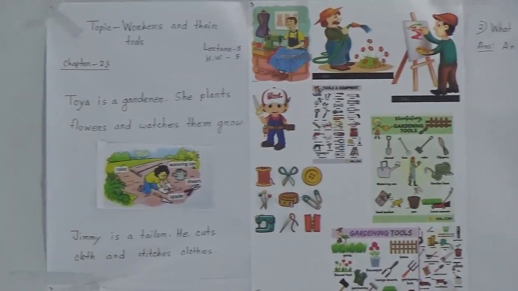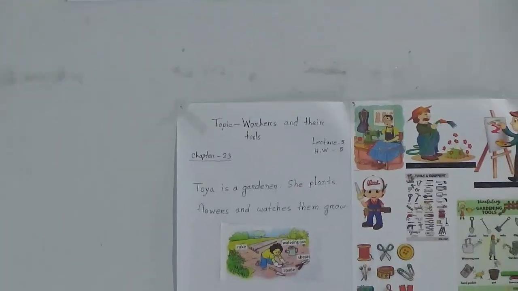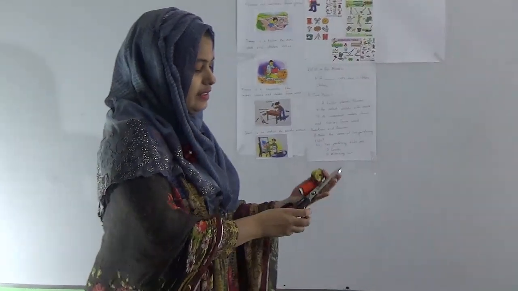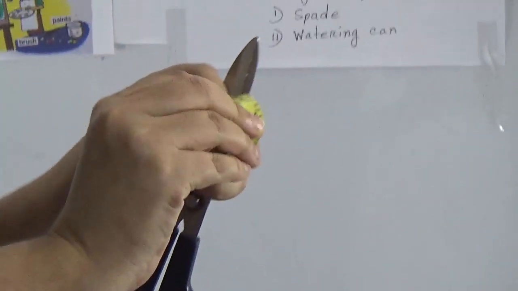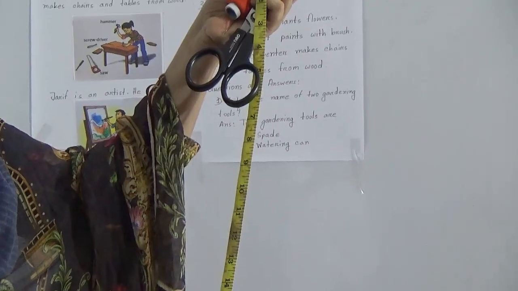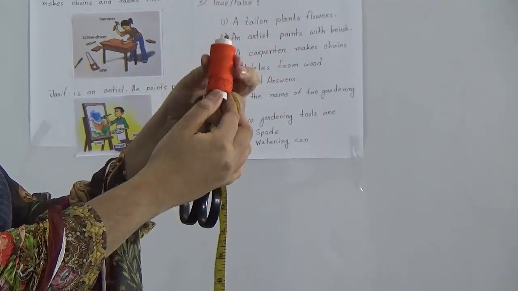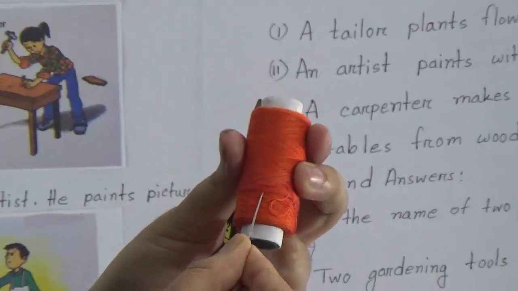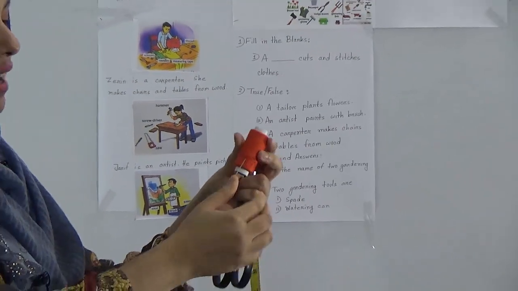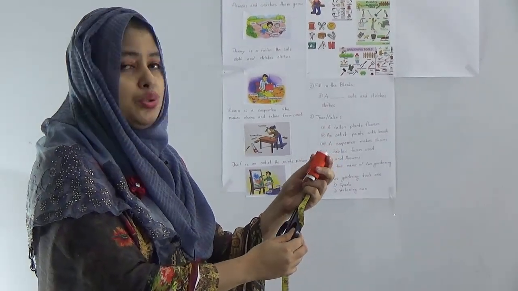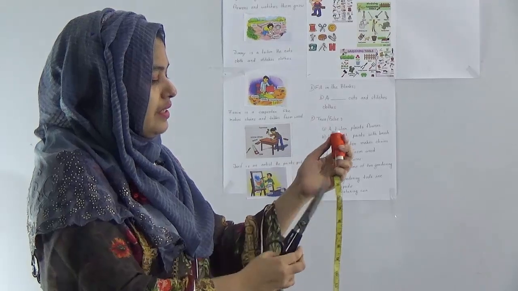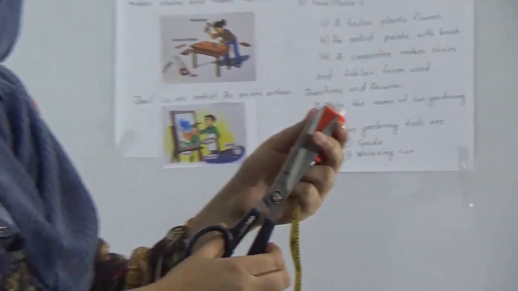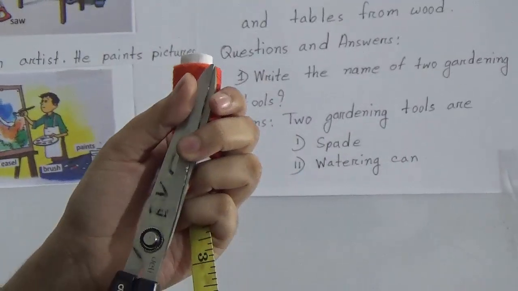And I will show some other tools. You can see here is a scissor and here is a measuring tape. You can see properly, this is a measuring tape, this is thread and this is a needle. Remember that if you have these tools in your home, please don't play with them, because these are all very dangerous, sharp things. You may get hurt with these. I am showing you for your better learning.